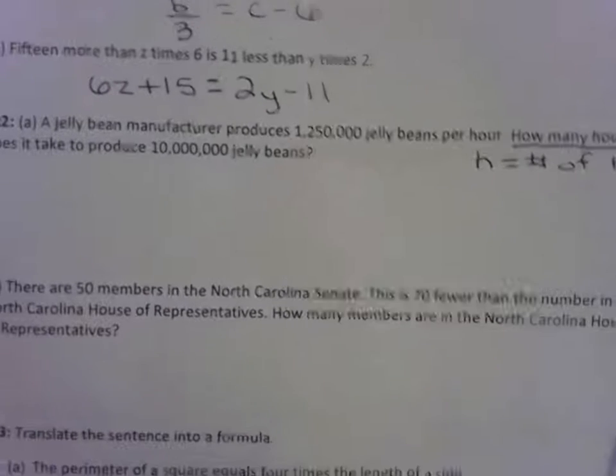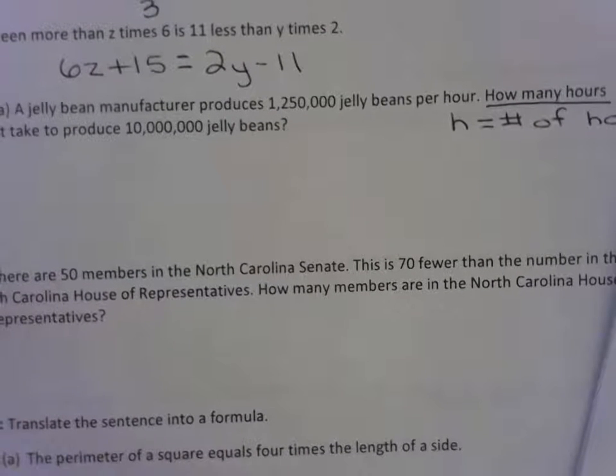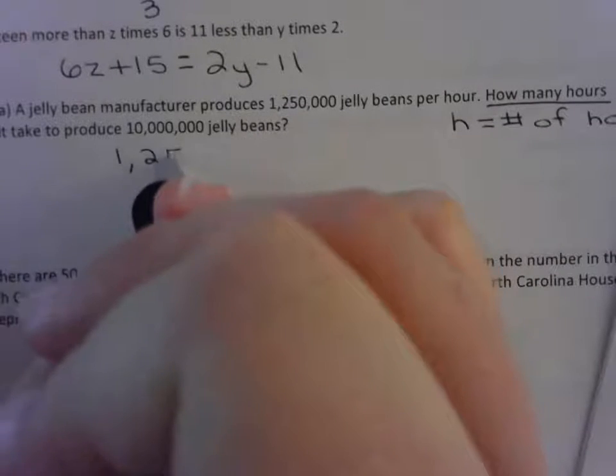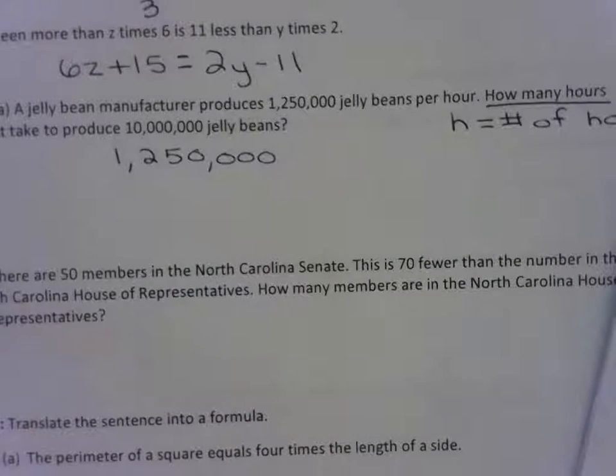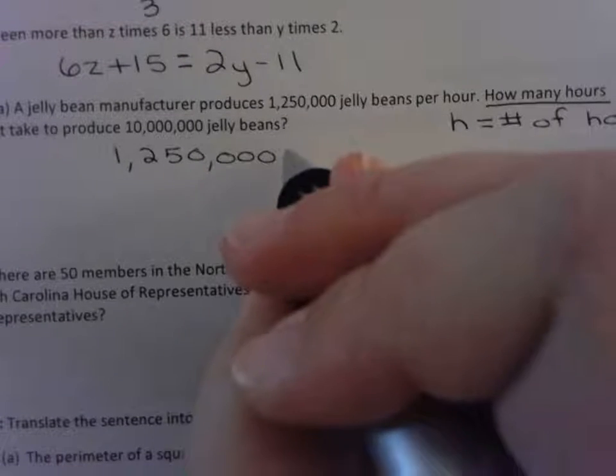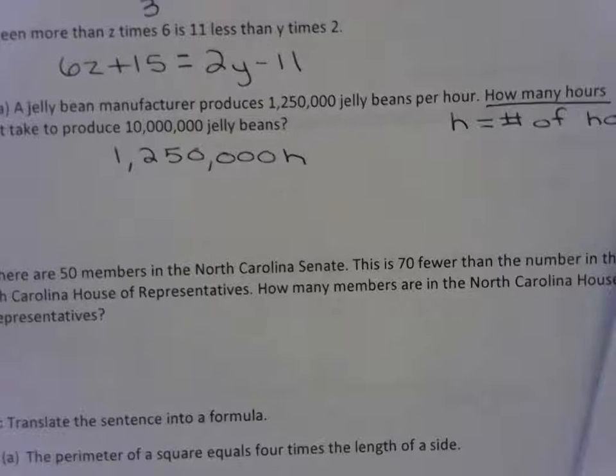What information do they give me with respect to hours? 1,250,000 jelly beans made an hour. So how do I represent that if it's per hour? Times h. Per is times. So times h. It's 1,250,000 jelly beans per hour. Per is multiplication, times the number of hours, and that will give me the total. And what do they tell me the total is? 10 million.